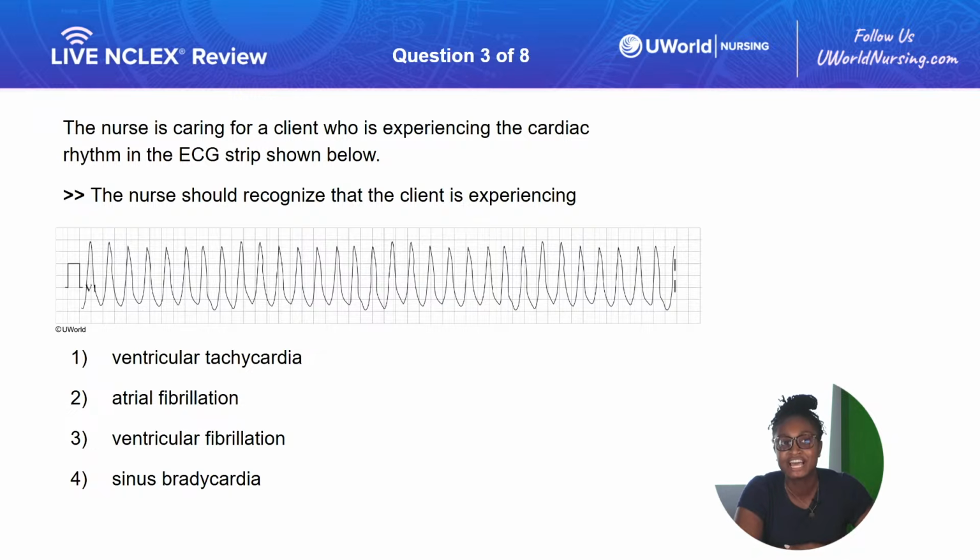Next question. The nurse is caring for a client who's experiencing the cardiac rhythm in the ECG strip shown below. The nurse should recognize that the client is experiencing what? So again, another knowledge and understanding. What type of rhythm is this? Is this ventricular tachycardia? Is it atrial fibrillation, ventricular fibrillation, or is this sinus bradycardia? Let me know what you guys think in the chat.